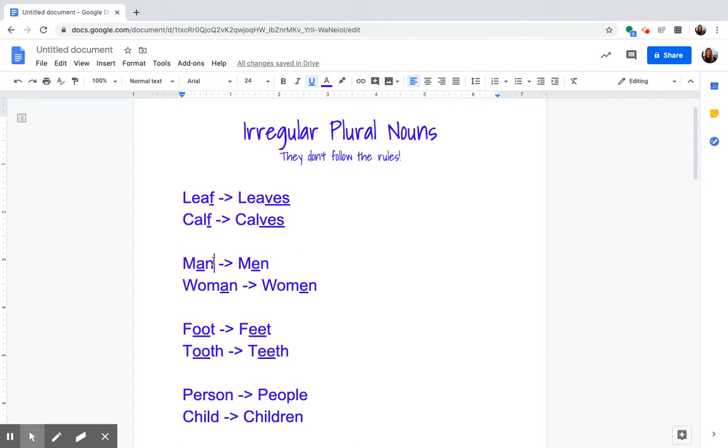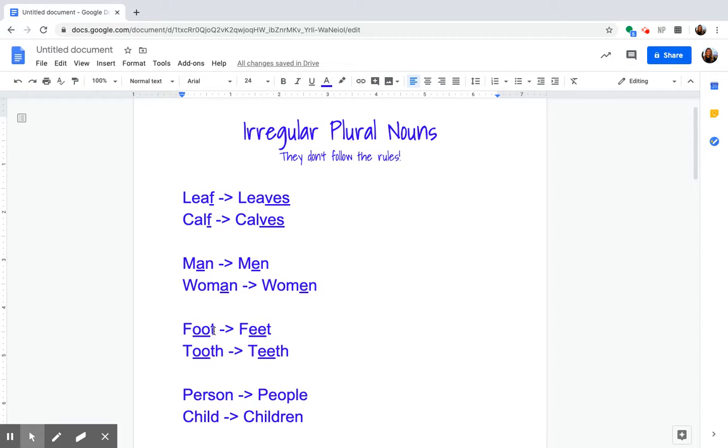Next we have man, and same thing for woman. Notice we have an A in the middle of man. That A changes to an E when we make it plural, and we're talking about more than one man. Man to men, woman to women.